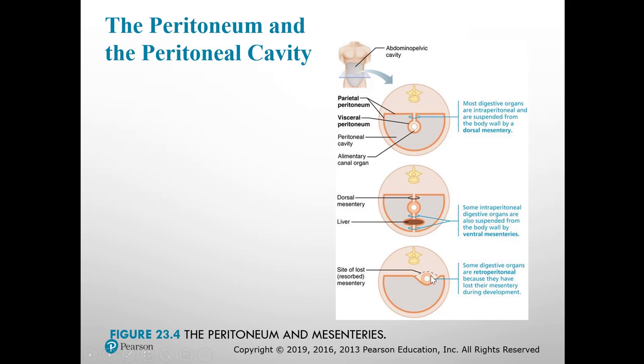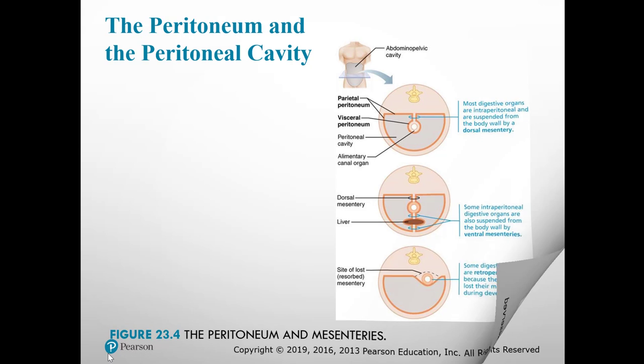Now, whenever an organ, like this organ right here, which is the third bottom image, is behind the peritoneum, you call that position retroperitoneal.